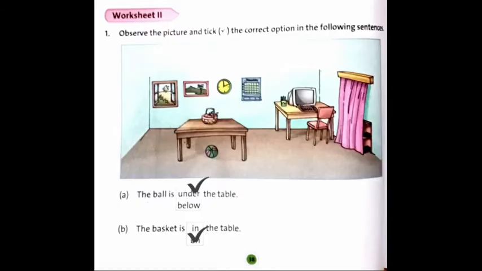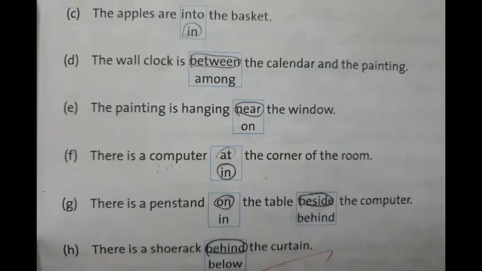Second, the basket is dash the table. Now again look at the picture and tell where is the basket. The basket is on the table. It means the answer on is correct. Now page 39, third part. The apples are dash the basket. The apples are in the basket.